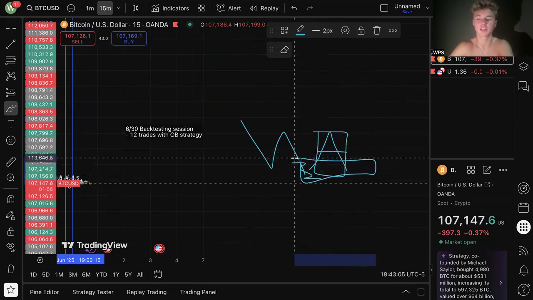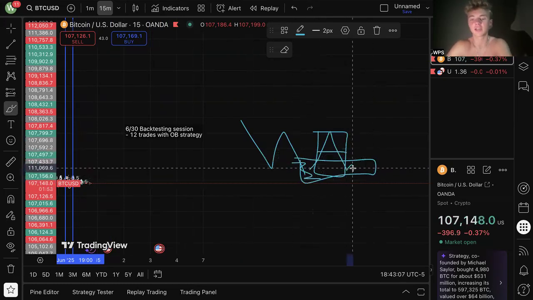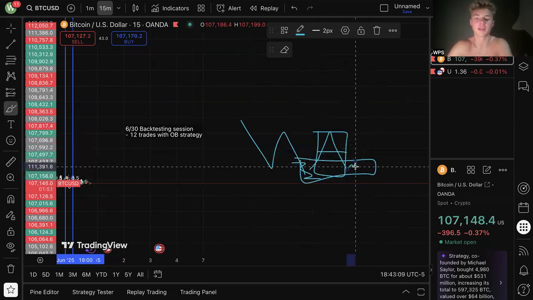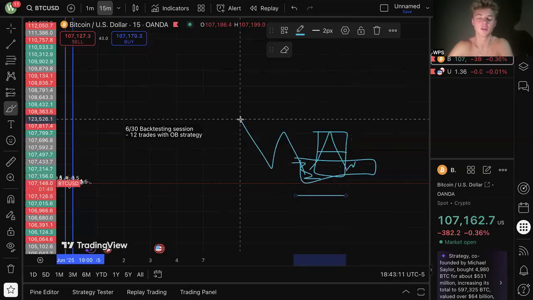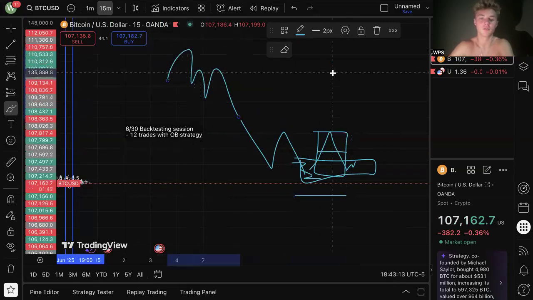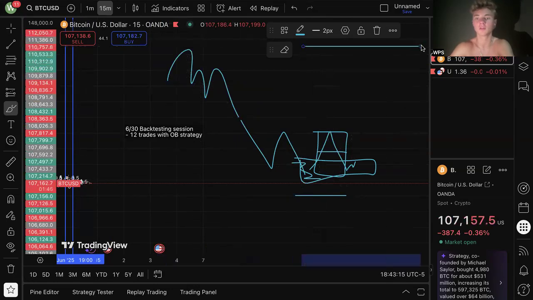As soon as we get that, as soon as it retraces and I get a break of structure out, then I enter with the stop below here and a take profit above previous areas of liquidity up here.